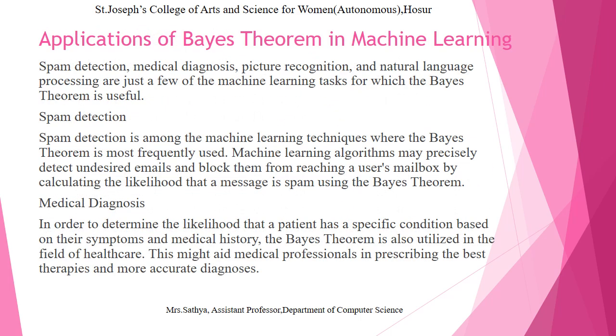The next one is applications of Bayes' theorem in machine learning. Bayes' theorem is used in spam detection, medical diagnosis, image recognition, and natural language processing. Now let me explain each one. The first one is spam detection. It classifies emails as spam or not spam. For that purpose we use Bayes' theorem in machine learning. And the second one is medical diagnosis.